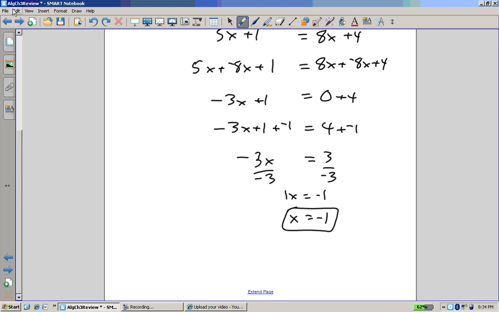And there we go. So now we're going to move on to some literal equations. You could also think of them as formulas.